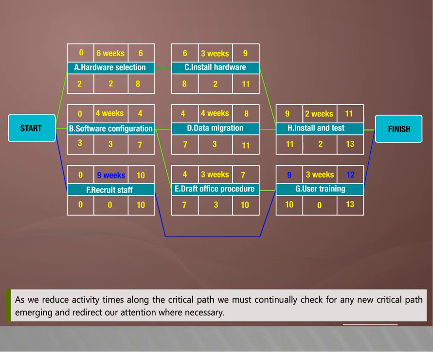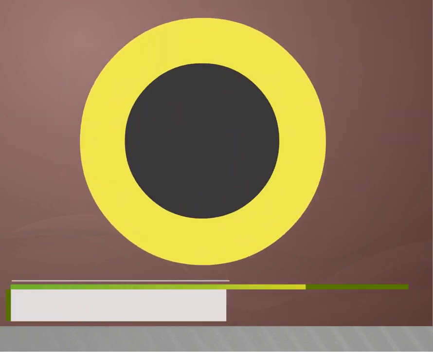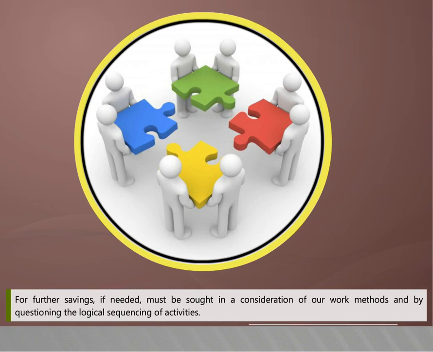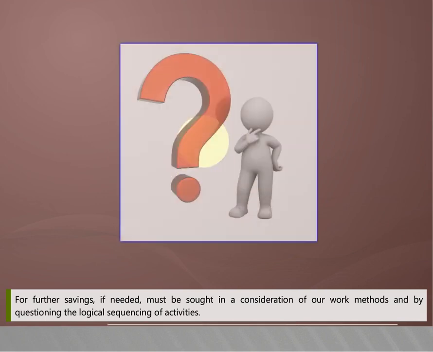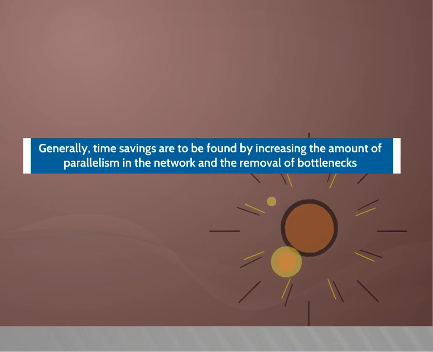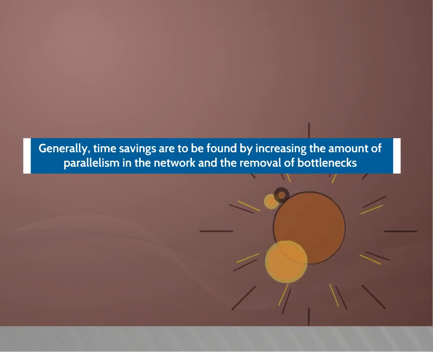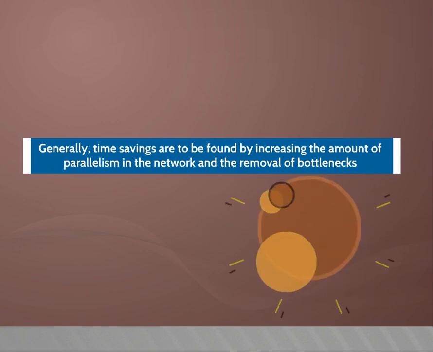As we reduce activity times along the critical path, we must continually check for any new critical path emerging and redirect our attention where necessary. Further savings, if needed, must be sought in a consideration of our work methods and by questioning the logical sequencing of activities. Generally, time savings are to be found by increasing the amount of parallelism in the network and the removal of bottlenecks, subject always, of course, to resource and quality constraints.